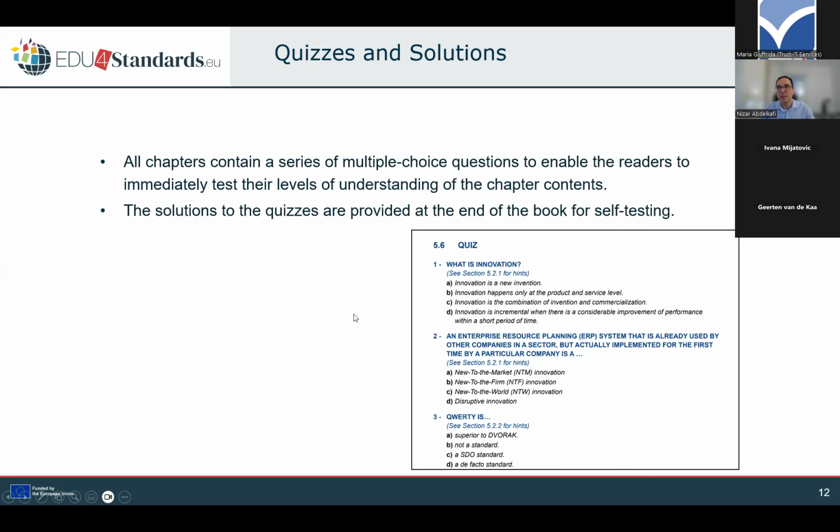And all chapters end with quizzes and solutions. Quizzes actually provide a feeling of satisfaction to students, because if they answer the questions well and provide the right answers, this gives a certain feeling of accomplishment and comfort that they have learned the materials. Of course, it is a direct application of the contents of the book.